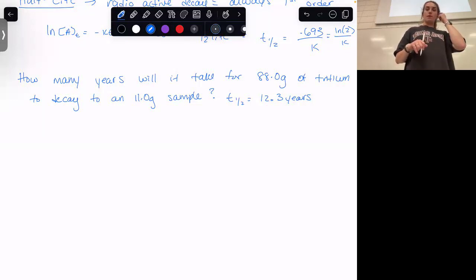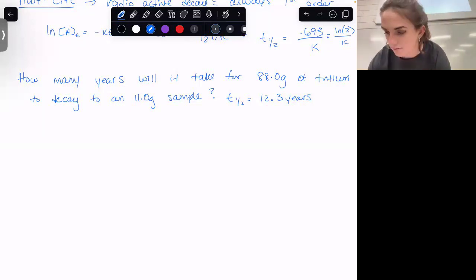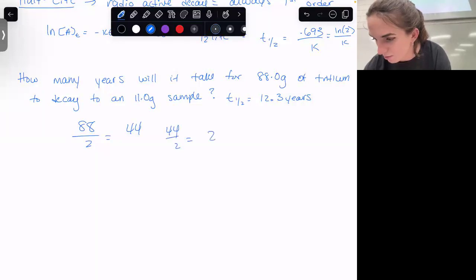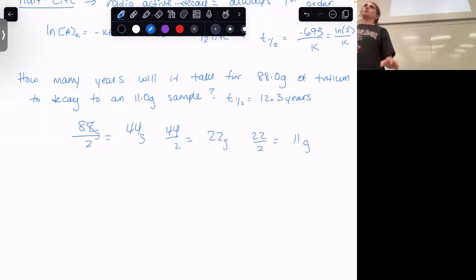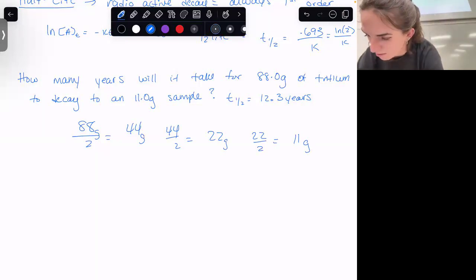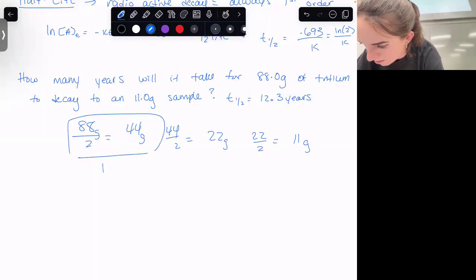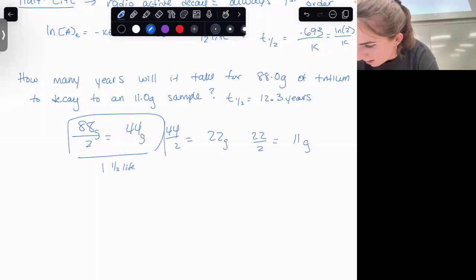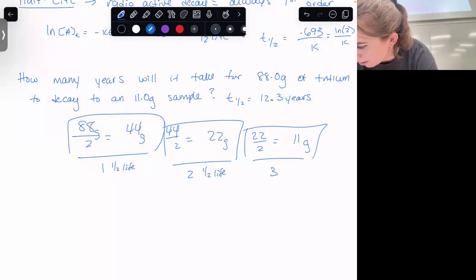If we took 88 divided by 2, we get 44. Then 44 divided by 2, we get 22. Then 22 divided by 2, we get 11 grams. So we could do this by hand. Over one half-life, we're going to get 44 grams left over. So this is one half-life. This would be your second half-life, and this would be your third half-life.